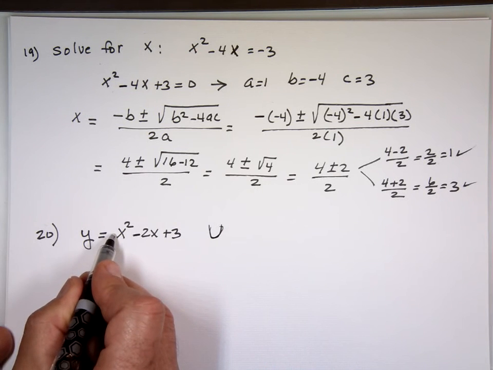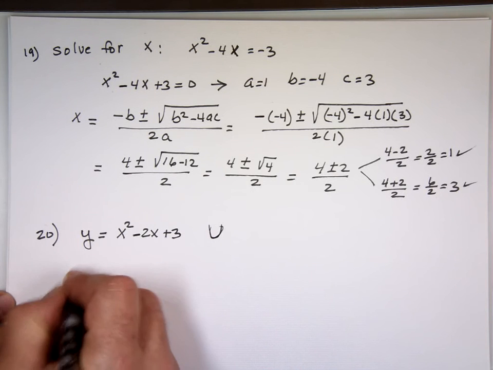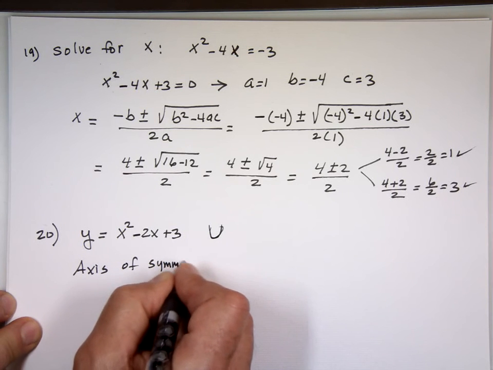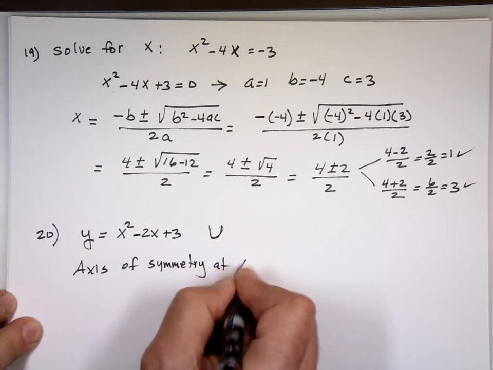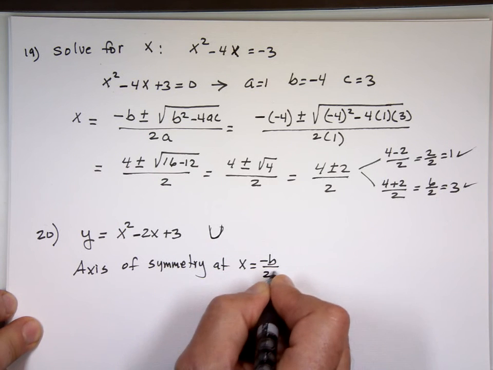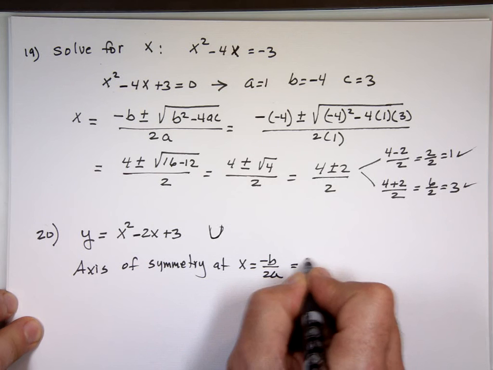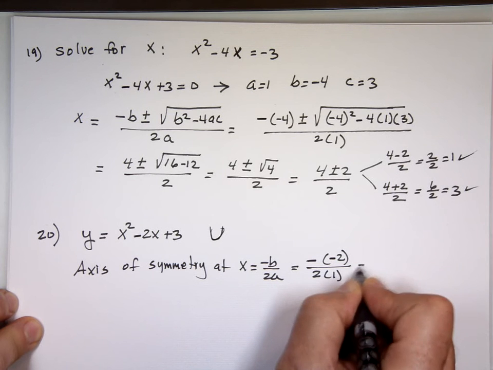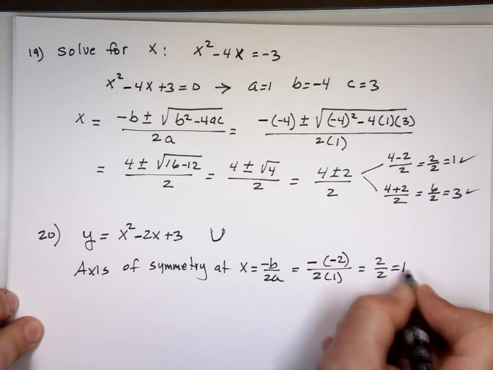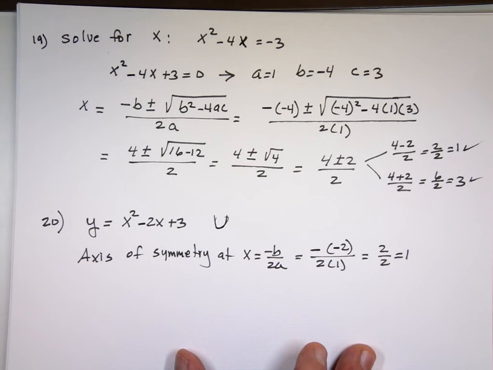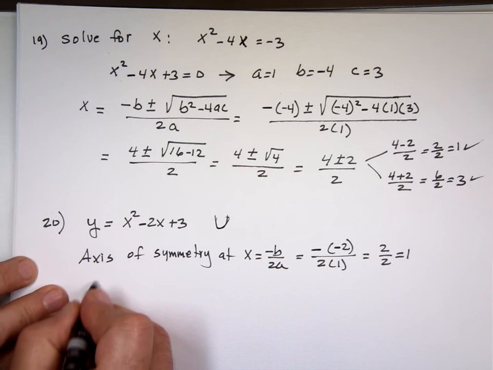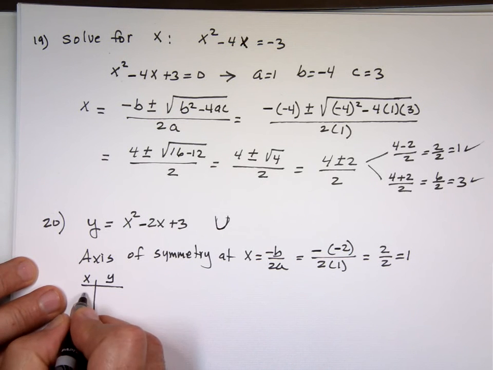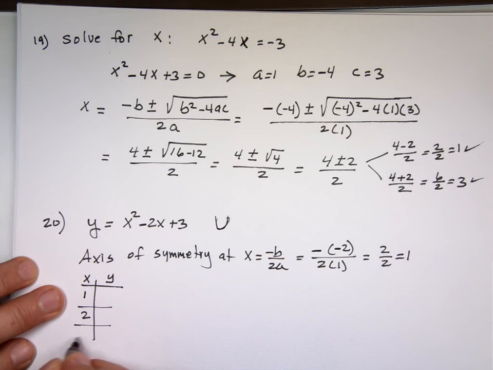But can we graph it? So the axis of symmetry is at x equals minus b over 2a. Minus b is what? Negative 2. 2a is 2 times 1. That's 2 over 2, which is 1. So when you pick your points, you only have to pick like 3 points, x and y. We'll start with the 1, we'll do the 2, the 3, I can go to 4 if I want to, that's plenty.